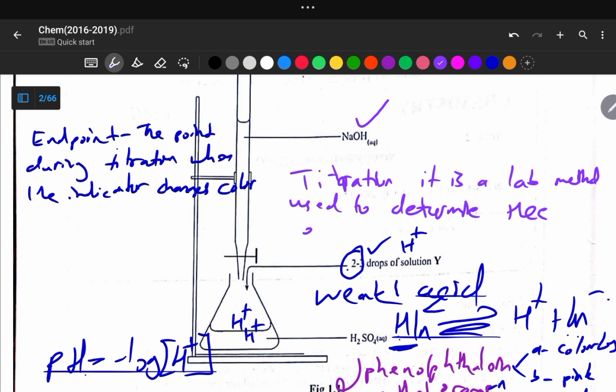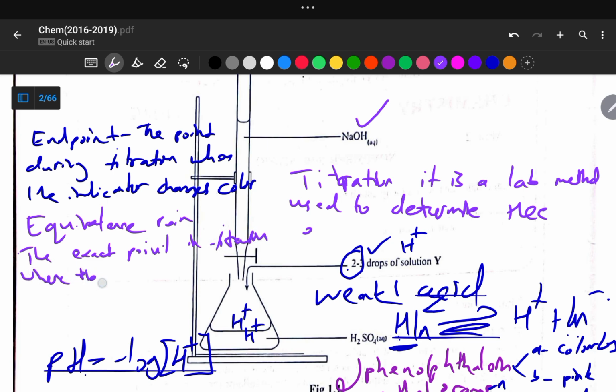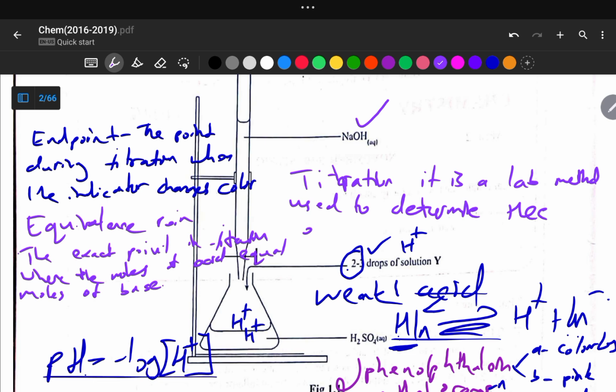And then the equivalence point is the exact point in titration where the moles of acid equal the moles of the base, right? So the end point is determined by the indicator, and then the equivalence point is determined by the stoichiometric ratios from the chemical equation. So in the lab we see the color change, meaning we are going to highlight the end point. We don't highlight the equivalence point from the product.